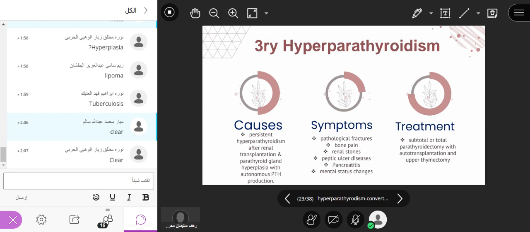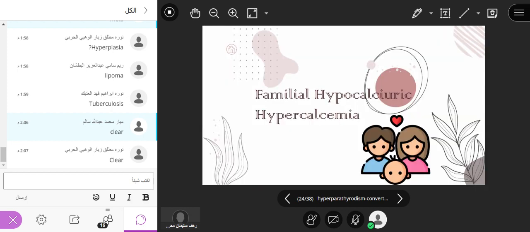Its treatment is a subtotal or sometimes total parathyroidectomy with autotransplant, with autotransplant meaning taking part of the gland and transplanting it, like protection of the patient.